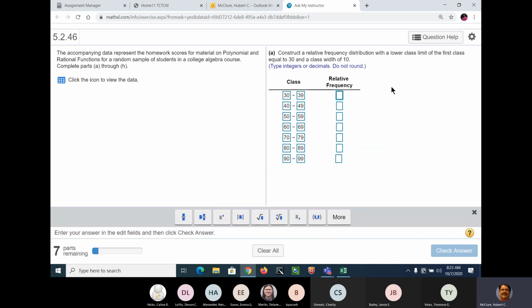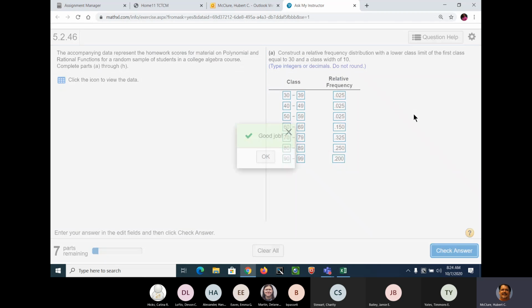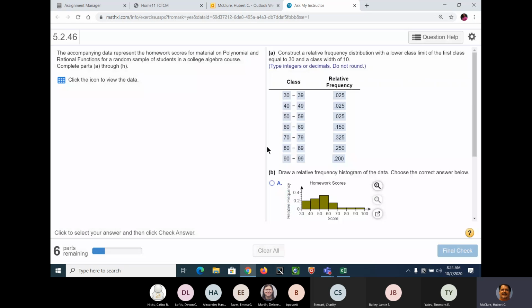So 0.025, 0.025, 0.025, 0.150, 0.325, 0.250, and 0.200. That should be your answer. Okay, and then it asks for the histogram.